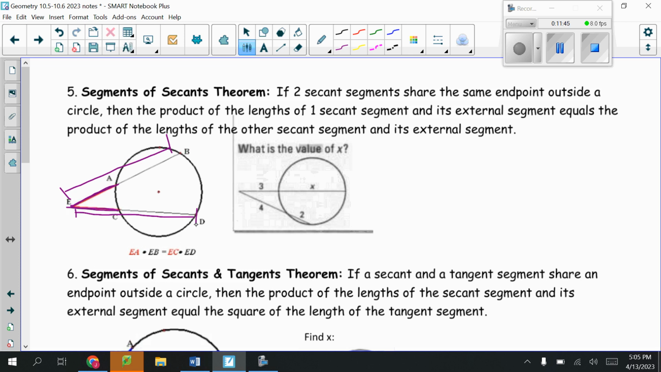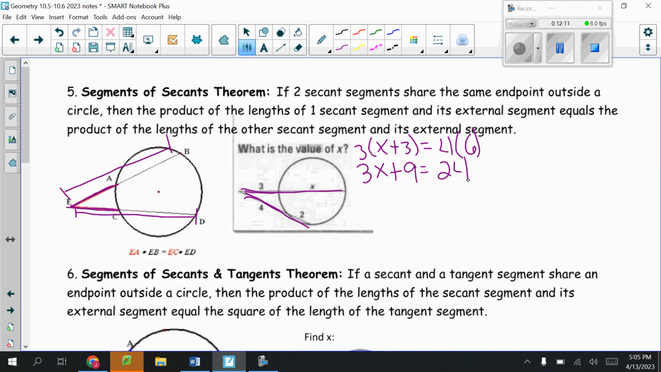It doesn't matter which one I start with, so I'm going to start with the 3 on the outside. So 3 gets multiplied by the whole thing. I have to add those, x plus 3. I set that equal to the outside one, 4, times the whole thing. 4 plus 2 gets me 6. I need to distribute, so I get 3x plus 9 equals 24.